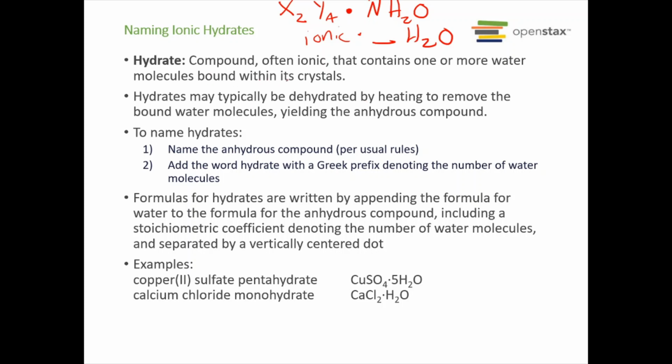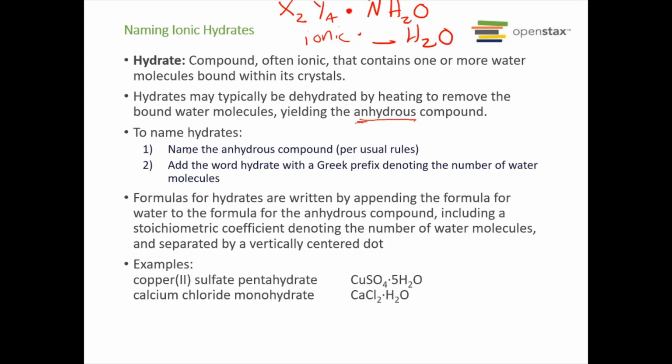Hydrates are convenient because if you're actually in a chemistry lab, it's a lot easier to handle a hydrate than a liquid form. It saves some money too on shipping and things like that, and it allows chemists more control for how concentrated they want their solutions. You don't need to know that for the course, but that's just in case you wanted to know. So, hydrates may typically be dehydrated by heating them to remove the water molecules, yielding what's called an anhydrous compound. Again, anhydrous, an is a prefix meaning without, without hydra, without water. So it's an anhydrous compound.